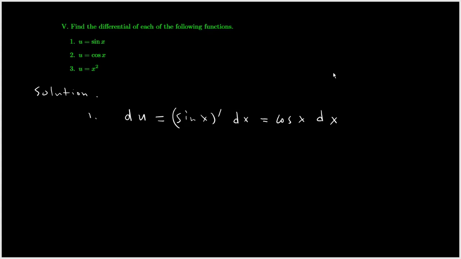Again, it's okay to treat the definition as a symbolic definition for now. Okay, that's the answer for the differential of u. We call the answer cos of x times dx the differential of u. It's denoted by du. Okay.